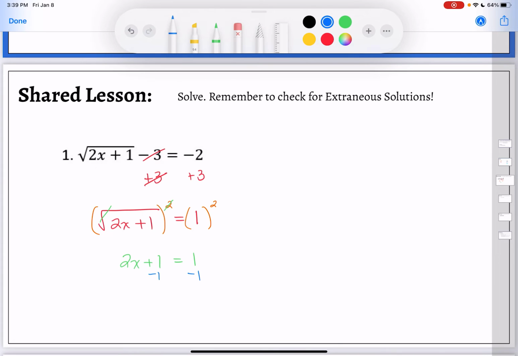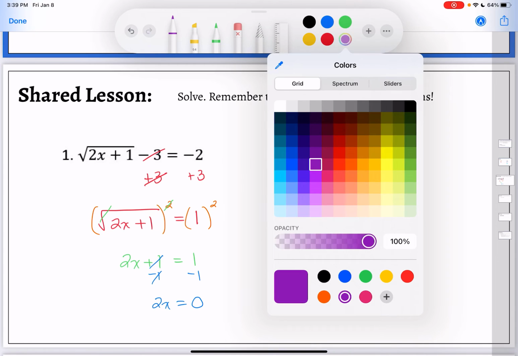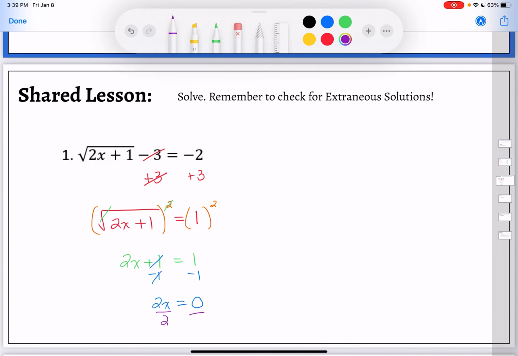Subtract 1 from both sides to move this guy. I get 2x equals, 1 minus 1 equals 0 on the right-hand side. 0 is a number. Don't freak out. Let's keep on solving. Divide both sides by 2, and I get x equals 0.